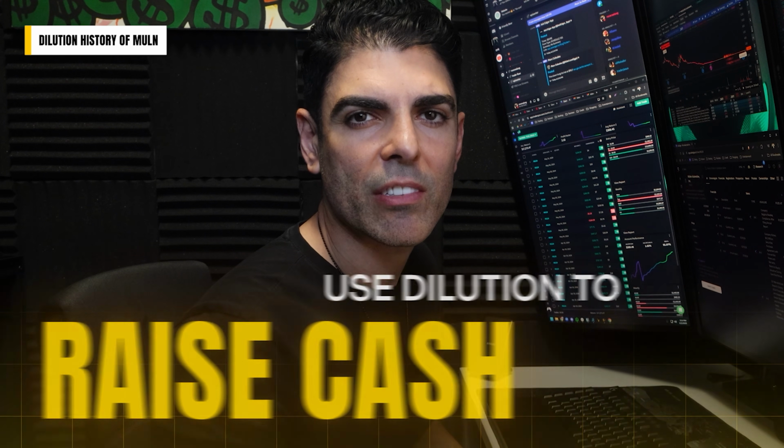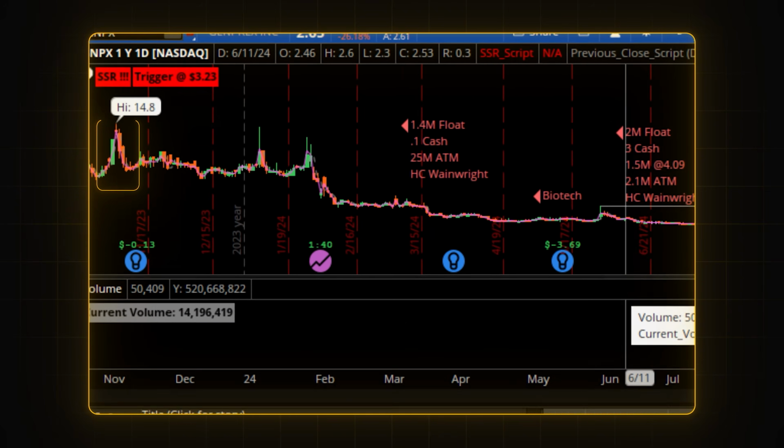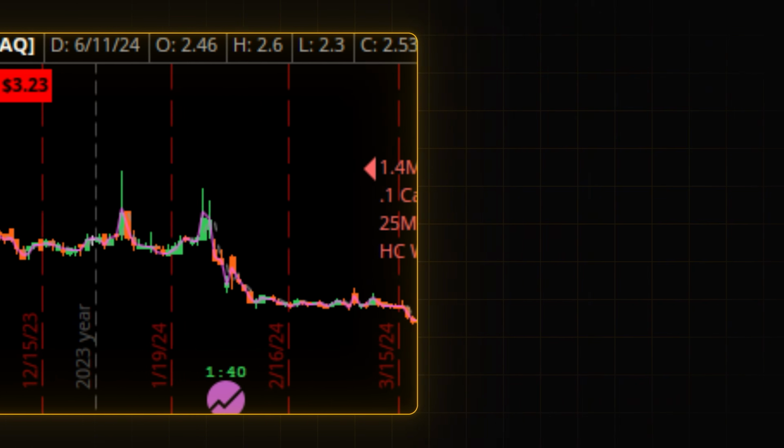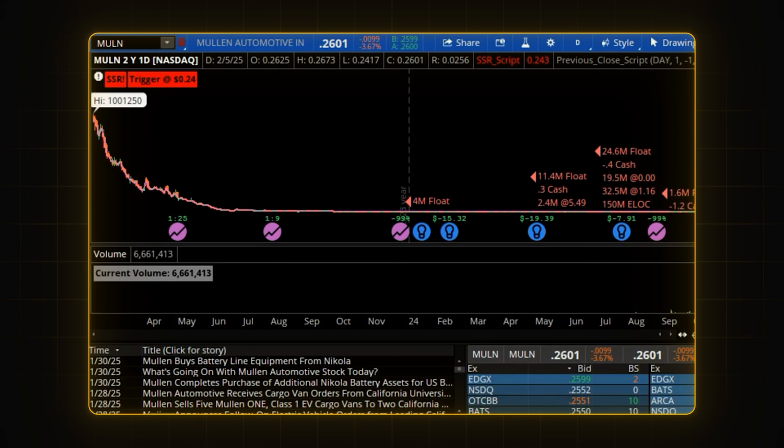Many small cap stocks use dilution to raise cash, and in order to keep diluting, the company has to pump its stock first. This is why you often see small cap stocks with charts that show many extreme spikes. The stock went up quickly and dumped quickly as well. So here's the daily chart of MULN. Remember that a key metric to track a dilutive stock is the float.